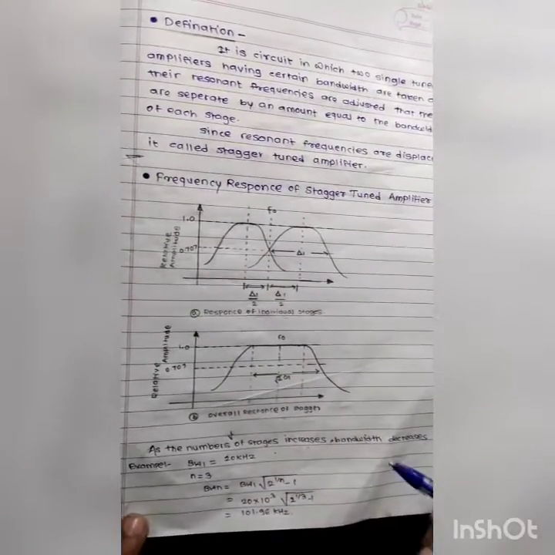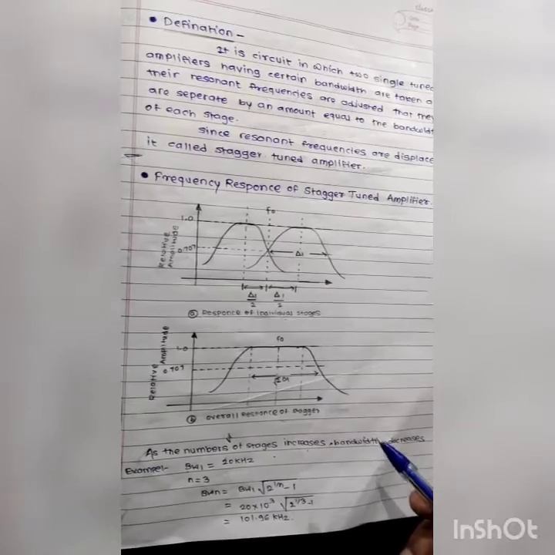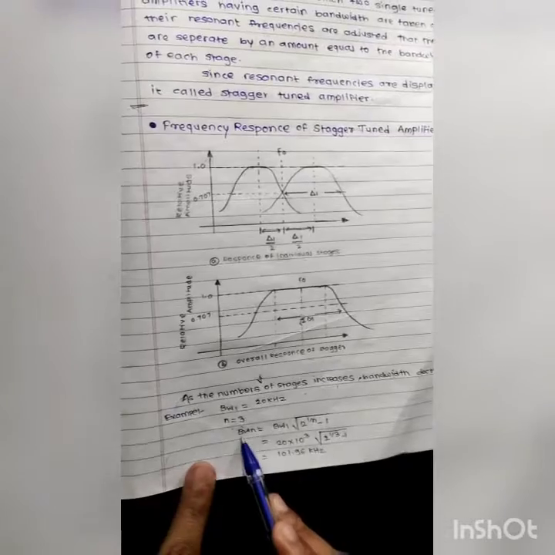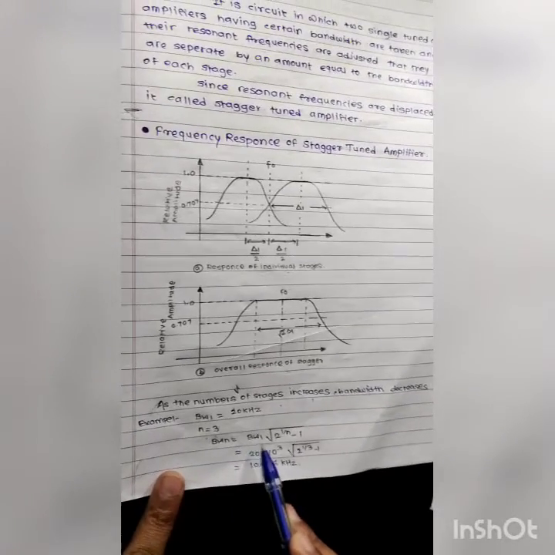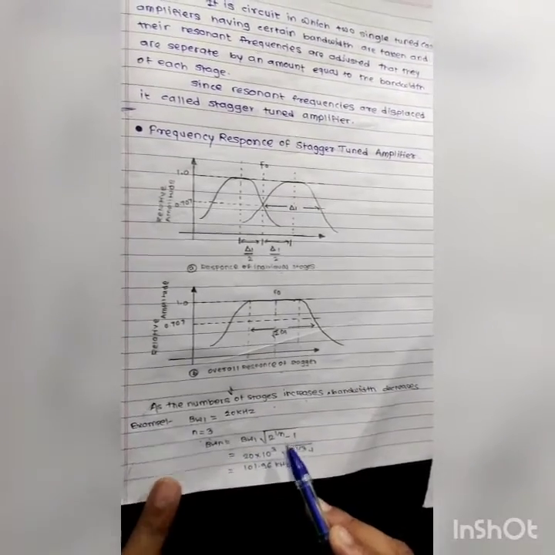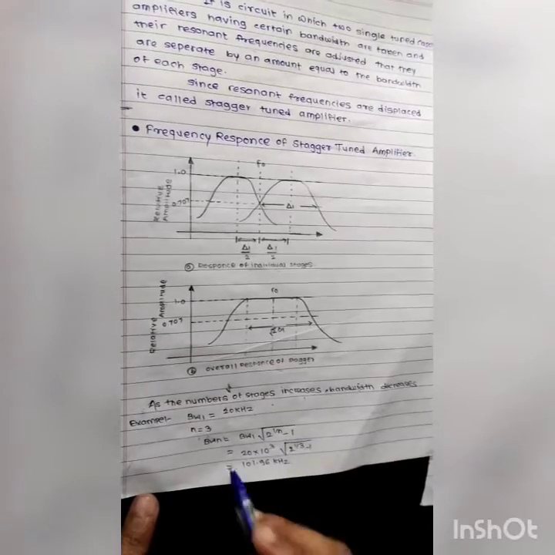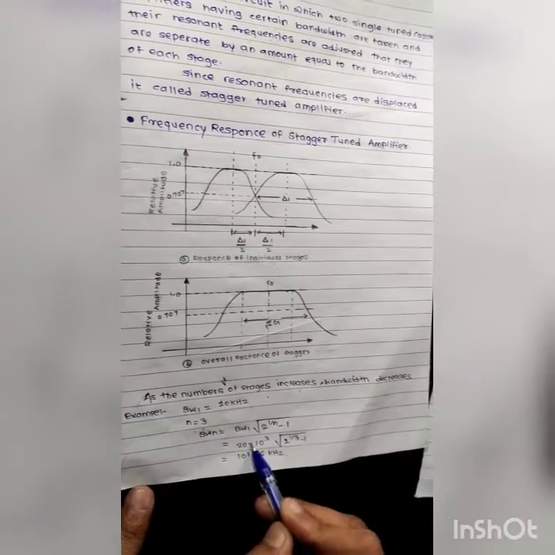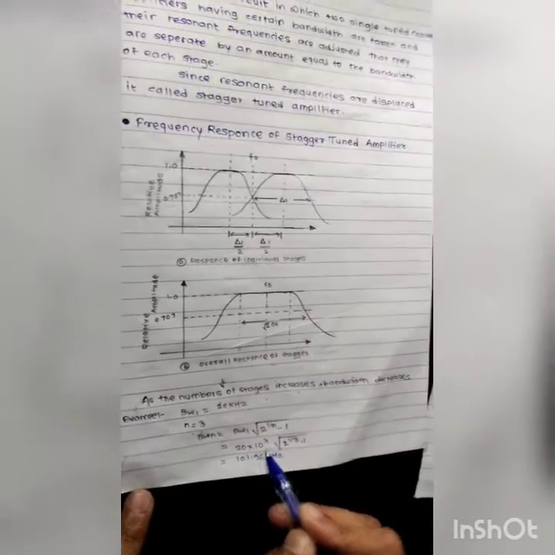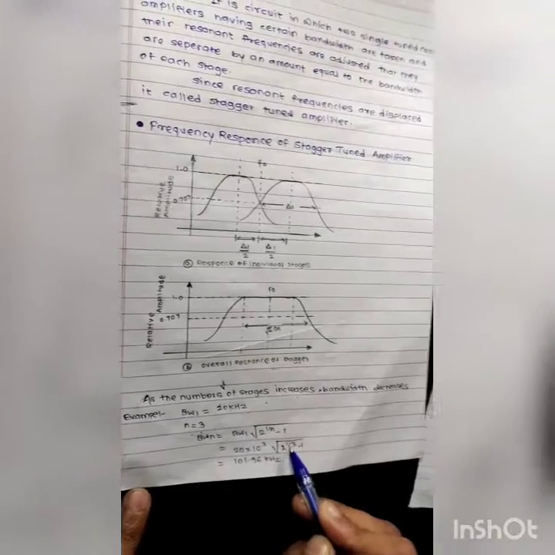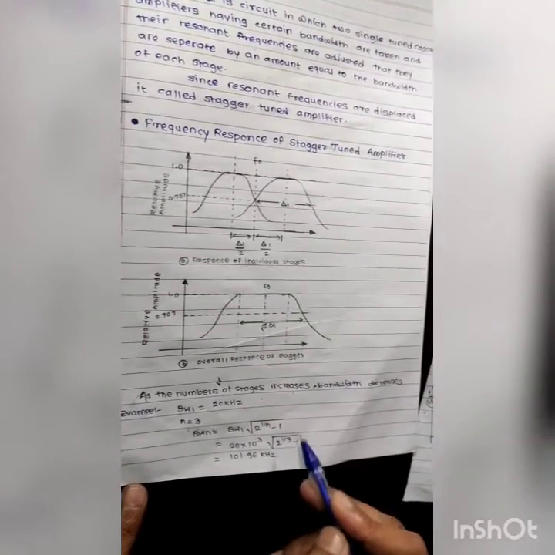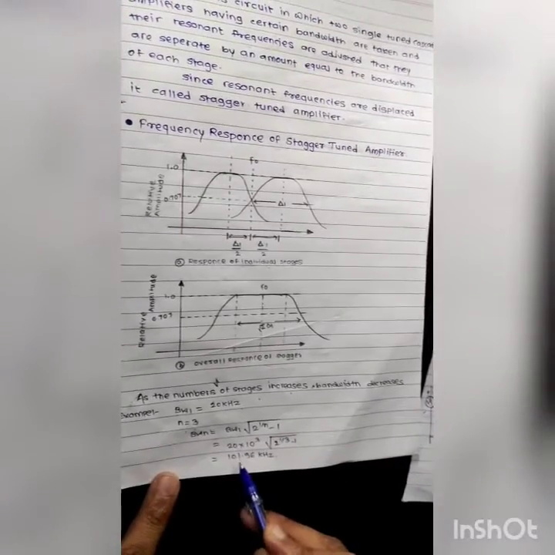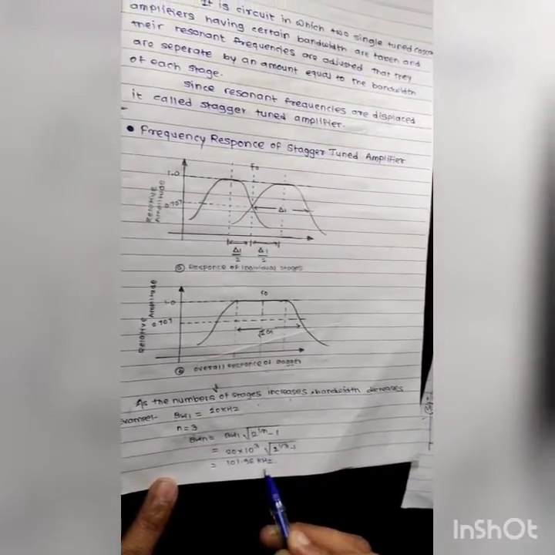Example: BW1, meaning bandwidth 1, is equal to 20 kilohertz, and n is equal to 3. This is the formula: bandwidth n is equal to BW1 times the square root of 2 raised to 1 upon n minus 1. BW1 is 20 kilohertz, so 20 into 10 raised to 3 times the square root of 2 raised to 1 by 3 minus 1. This is the final answer, 101.96 kilohertz.